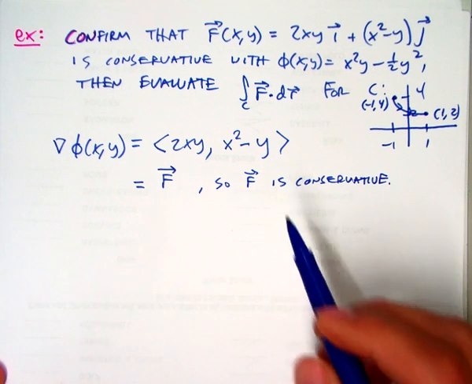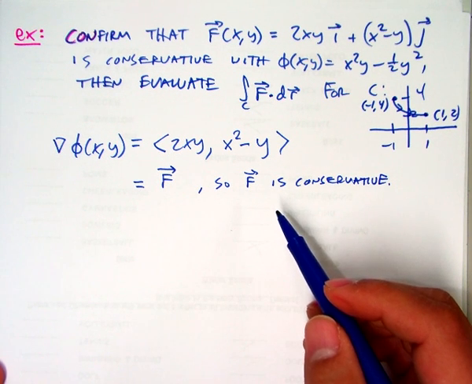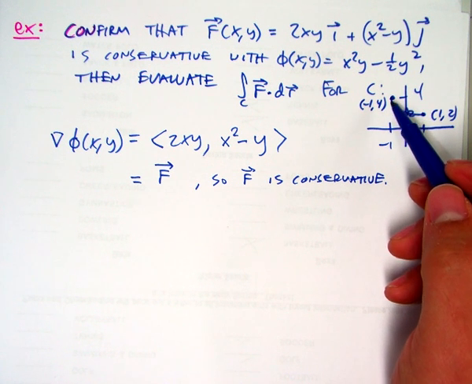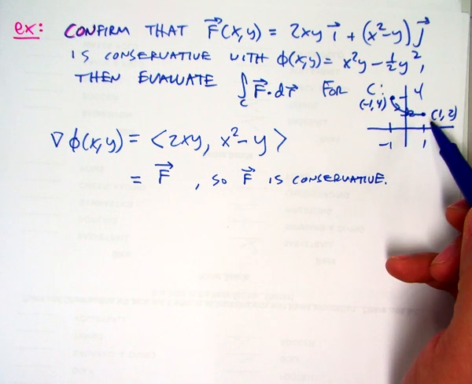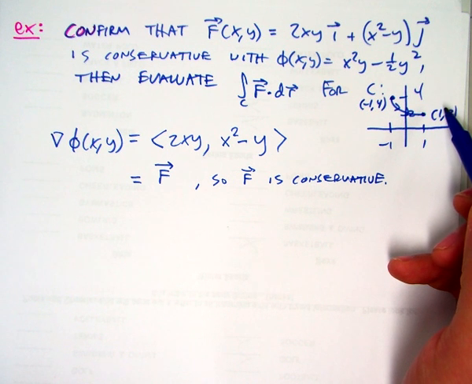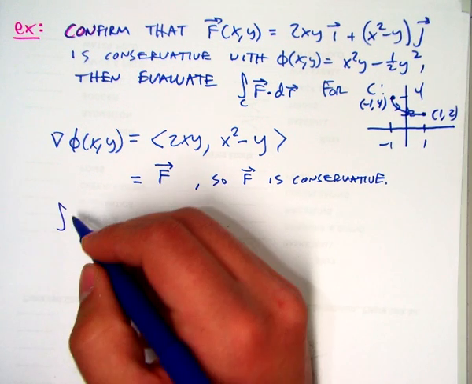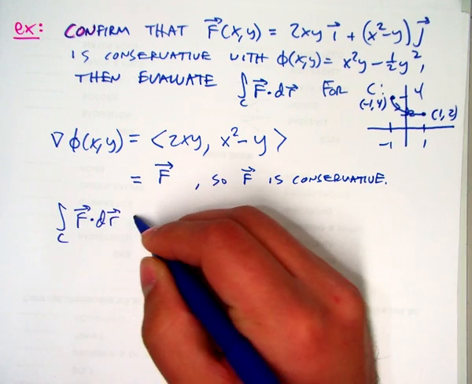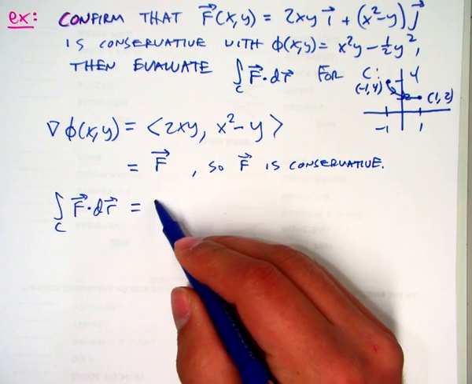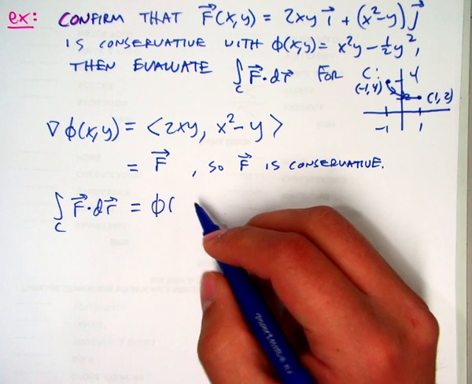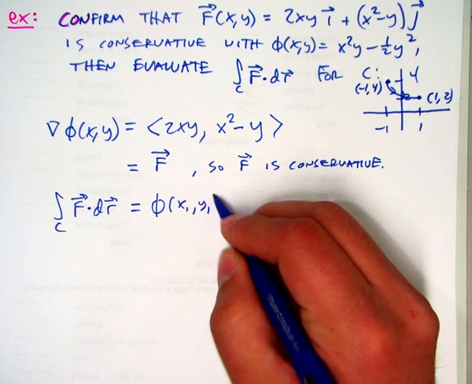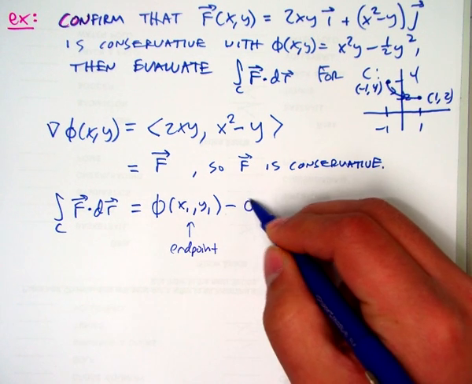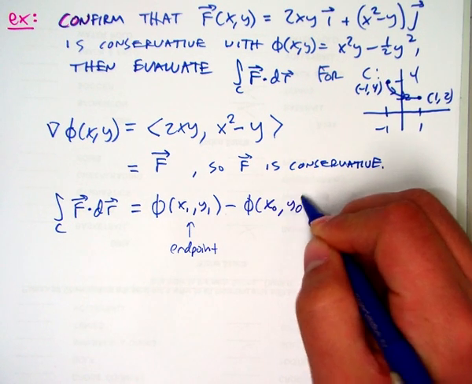And now that we've established that, we don't care what curve this is. It could be any curve, really. As long as we're starting at -1, 4 and ending at 1, 2, then we will evaluate the line integral of f dot dr along that path by simply evaluating the potential function at x1, y1. In other words, endpoint, and subtracting the potential function evaluated at our initial point.